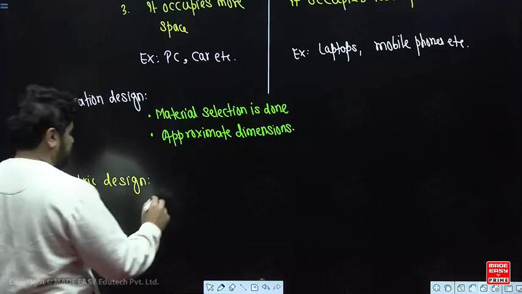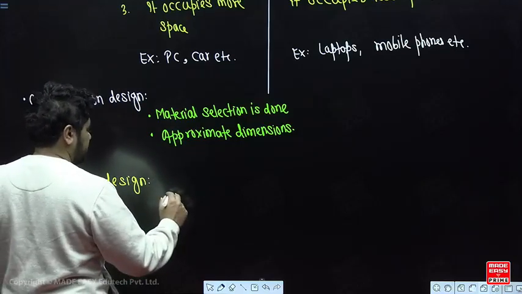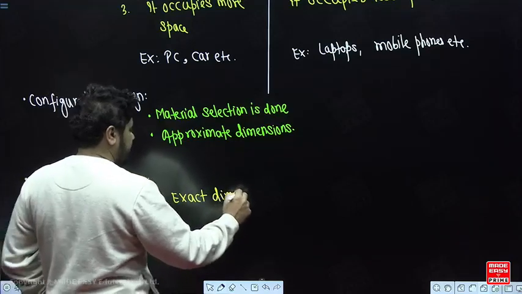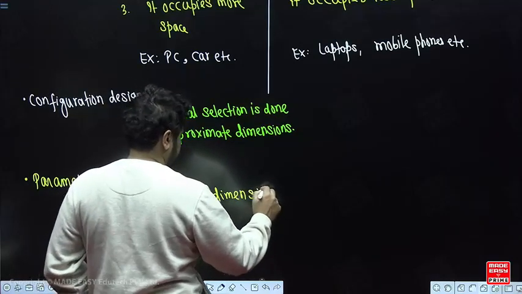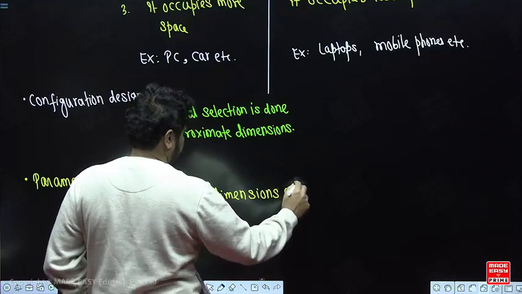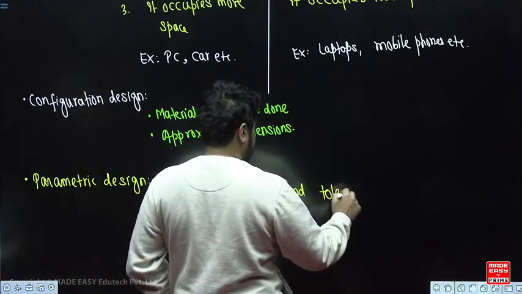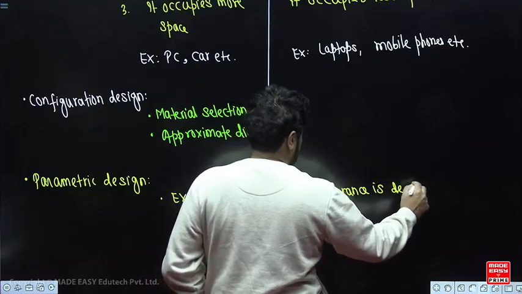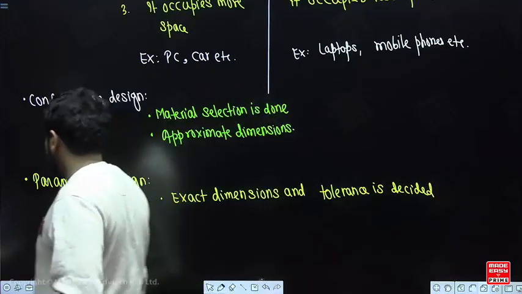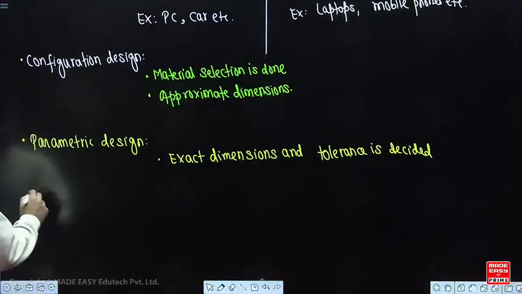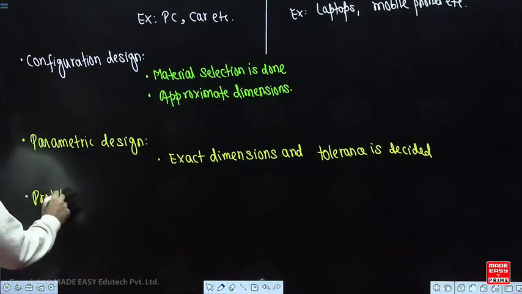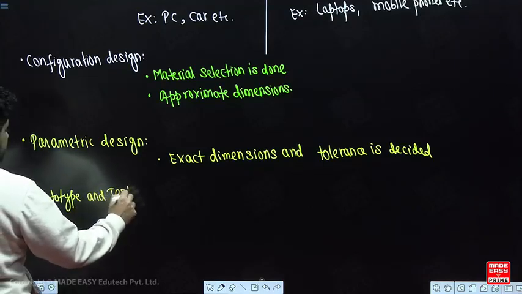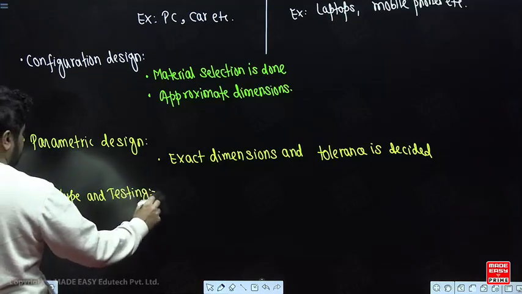Parametric design. So parametric design means exact dimensions and tolerance is decided. Correct. So this is a parametric design. Next we have prototype and testing. Prototype and testing. So prototype means working model, right.